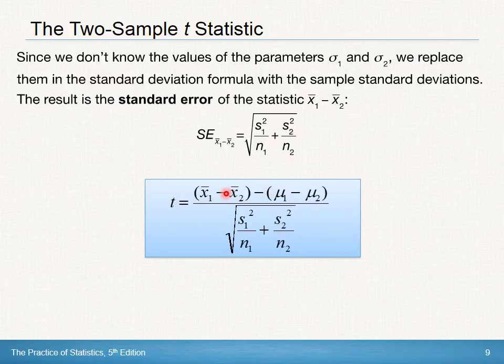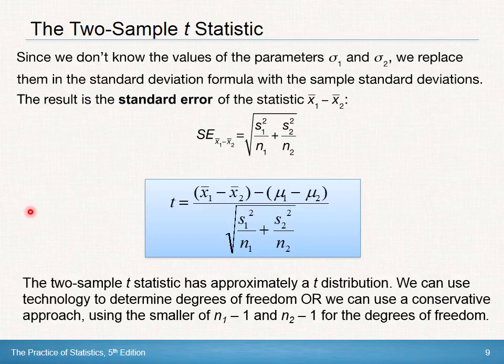So then t, remember, is the sample statistic minus the parameter, divided by the standard deviation, in this case the standard error. The two-sample t statistic has approximately a t distribution. We can use technology to determine degrees of freedom, or we can use a conservative approach, using the smaller of n sub 1 minus 1 and n sub 2 minus 1 for the two samples to find the degrees of freedom.